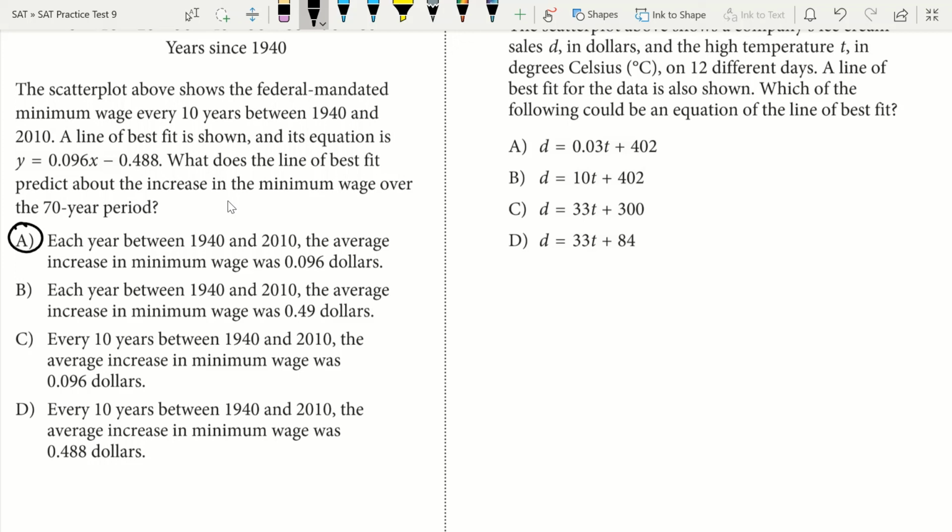And I'm going to show you why the other ones are false real quick here. Each year between 1940 and 2010, the average increase in minimum wage was almost $0.50. Well, in that case, the minimum wage would have gone up about $35. The graph doesn't show that. It shows that it's gone up about 6 from 1940 to 2010.